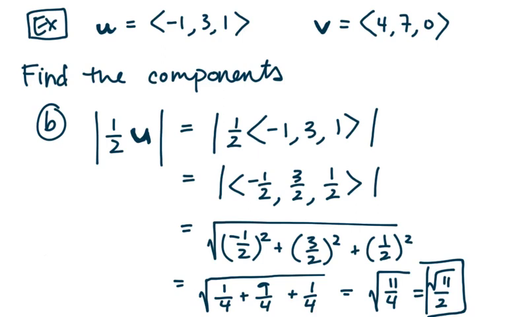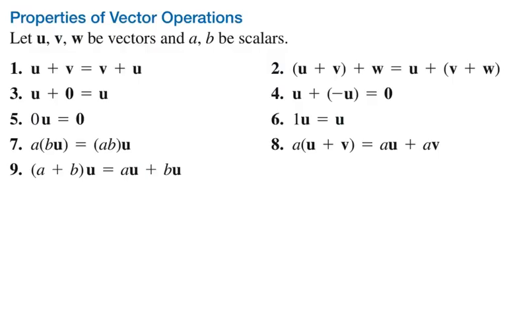Let's look at a couple properties of vector operations as well. Vector operations have many of the same properties as ordinary arithmetic. So if we have 3 vectors, u, v, and w, representing vectors in component form, as well as a and b representing scalars, we have these 9 properties. The first property is the commutative property of vectors, and we already mentioned this. u plus v would equal v plus u.